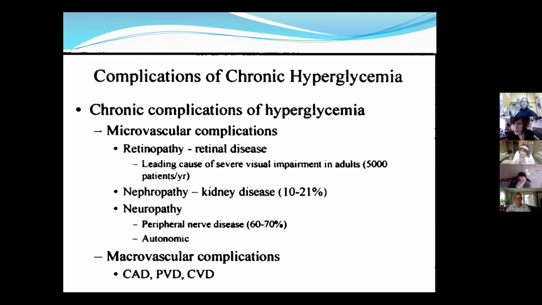Sorry about that. Can I ask a question? Yes, please do. Are neuropathy and peripheral vascular disease the same or connected? Does one lead to the other? Neuropathy is damage to the nervous system, or nerve damage, and that includes both peripheral nerves as well as autonomic nerves.